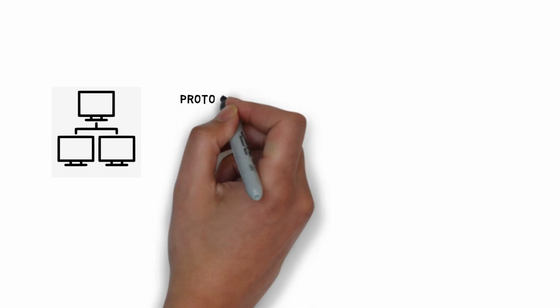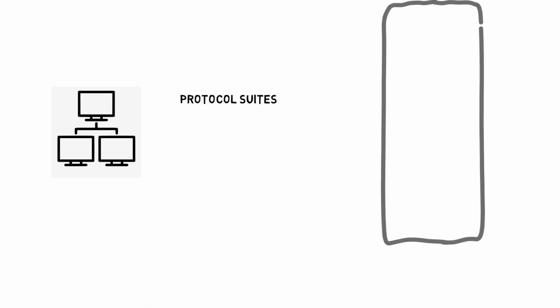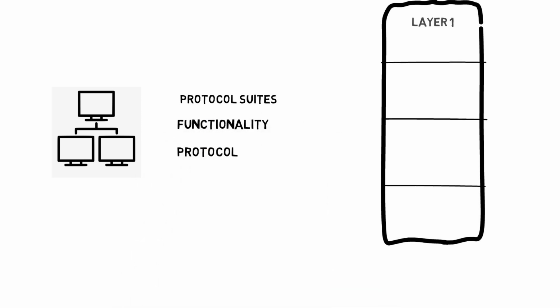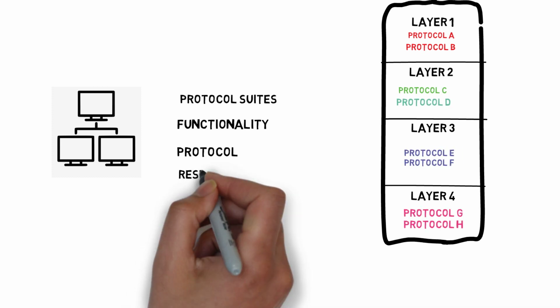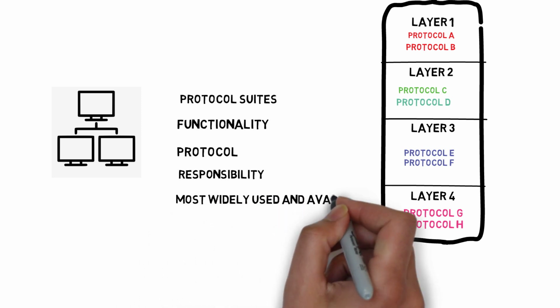Communication between the computers on a network is done through protocol suites. A protocol suite consists of a layered architecture where each layer depicts some functionality which can be carried out by a protocol. Each layer usually has more than one protocol option to carry out the responsibility that the layer adheres to. The most widely used and the most widely available protocol suite is the TCP/IP protocol suite.